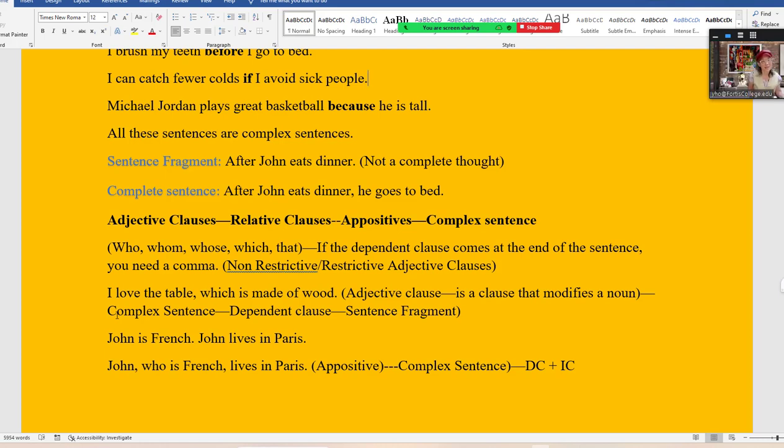Correct. Yes. Okay. And then if I say, okay, let's say I take this out. Where is there a missing comma? That's a quiz question. Is it after the word love, before the word which, or after the word is?